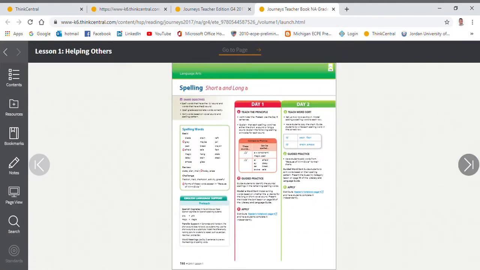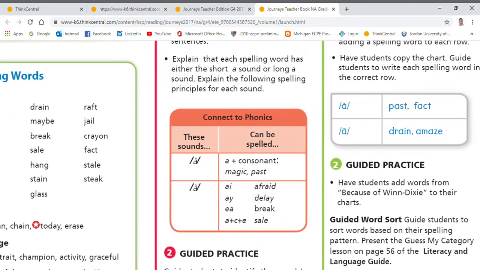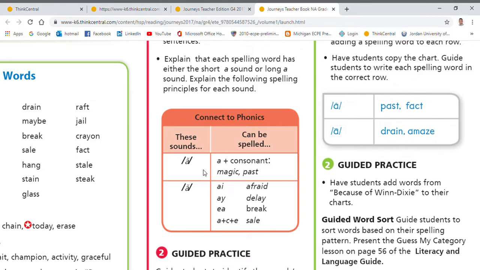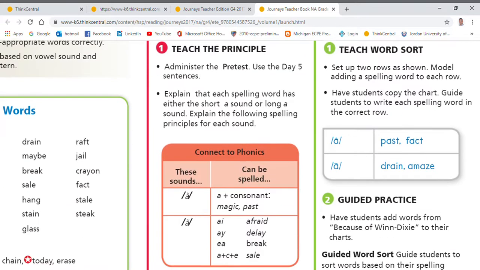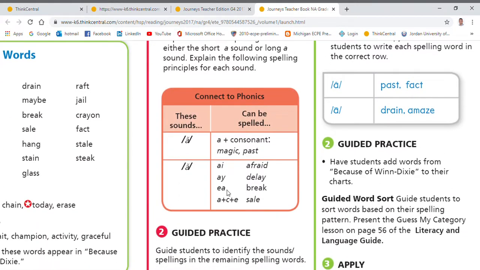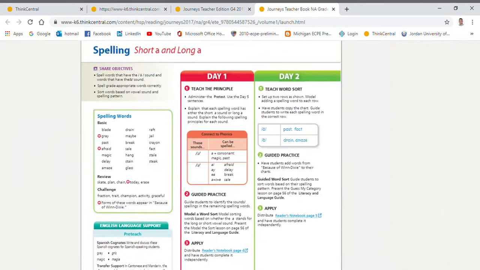And then, according to the spelling lesson, we're going to talk about short A and long A, and put examples, using them with other examples. If we have a short A, it's A plus consonant, like the words magic or past. While if we have a long A, I'm going to have AI, AY, EA, A-E, like sale, break, delay, afraid. So, long A. Okay.